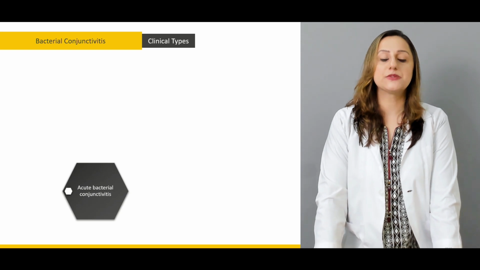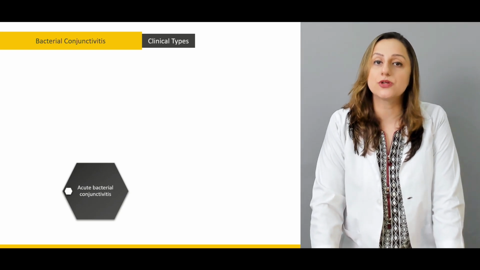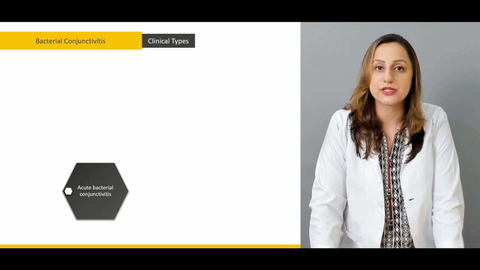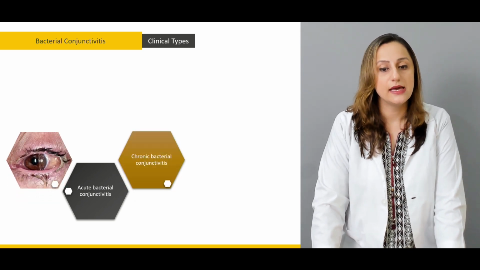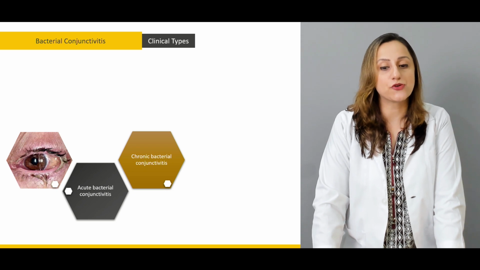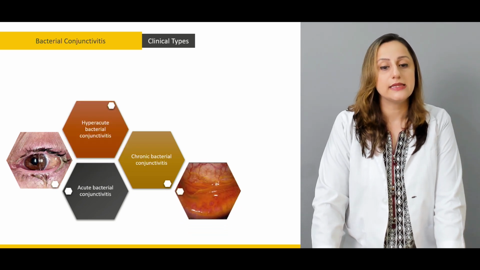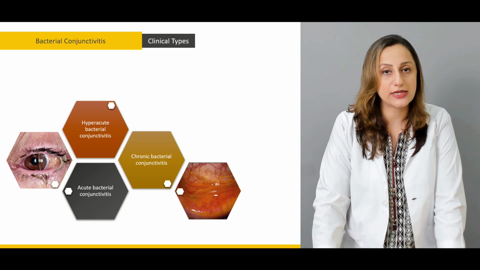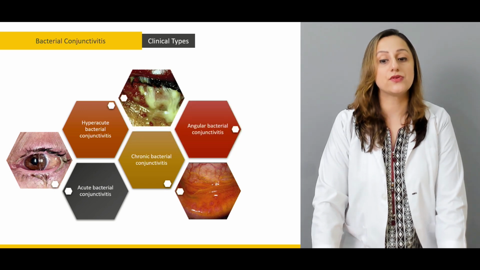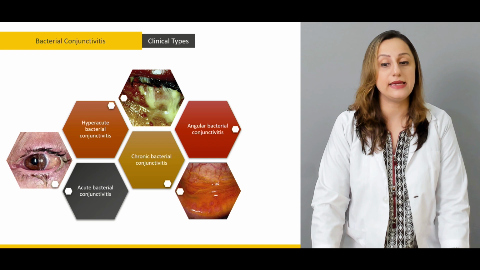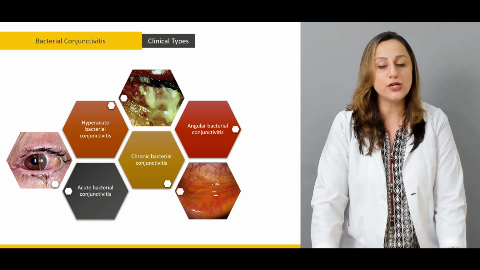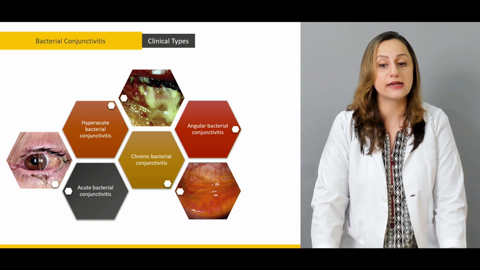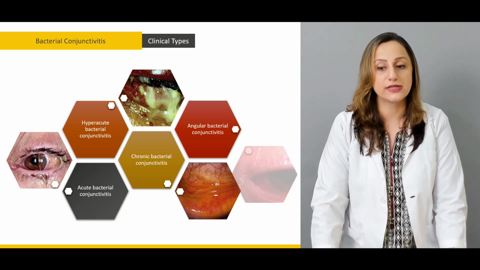Regarding the clinical types, whenever we come across a patient of conjunctivitis, you would know that there is acute bacterial conjunctivitis. Then the patients may be suffering from chronic bacterial conjunctivitis. Then we have hyperacute bacterial conjunctivitis. And then there is another form which is known as angular bacterial conjunctivitis. So we'll be briefly going through these different clinical syndromes of bacterial conjunctivitis.